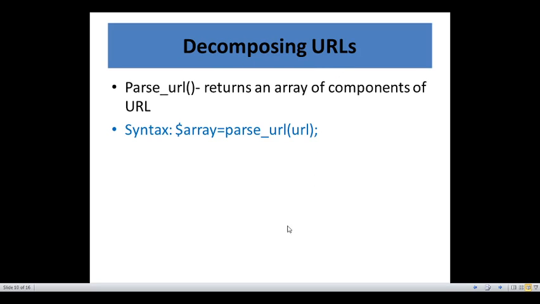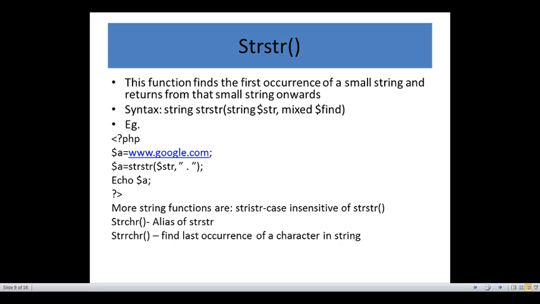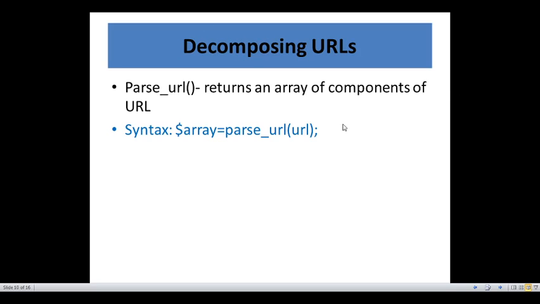Decomposing URLs. These more string functions are stristr, strchr, and one more is strrchr. This is for finding the last occurrence of a character in a string. And the next one is decomposing URLs.